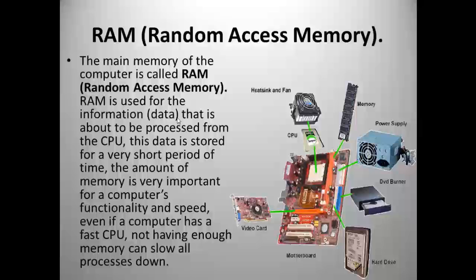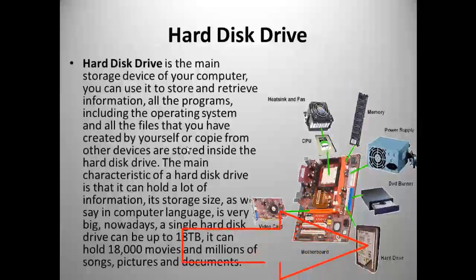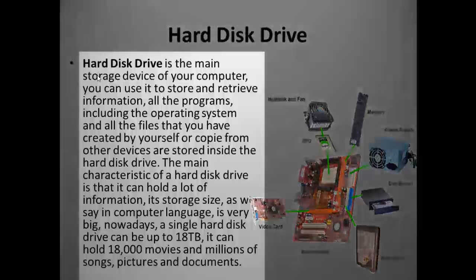Got it? Next, the hard disk drive, which is this guy over here. Okay, so this guy, as I mentioned earlier, is a memory, but it stores the memory for a very long time, longer than the RAM. Okay, so let's get the definition. Hard disk drive is the main storage device of your computer. That's the difference, okay?